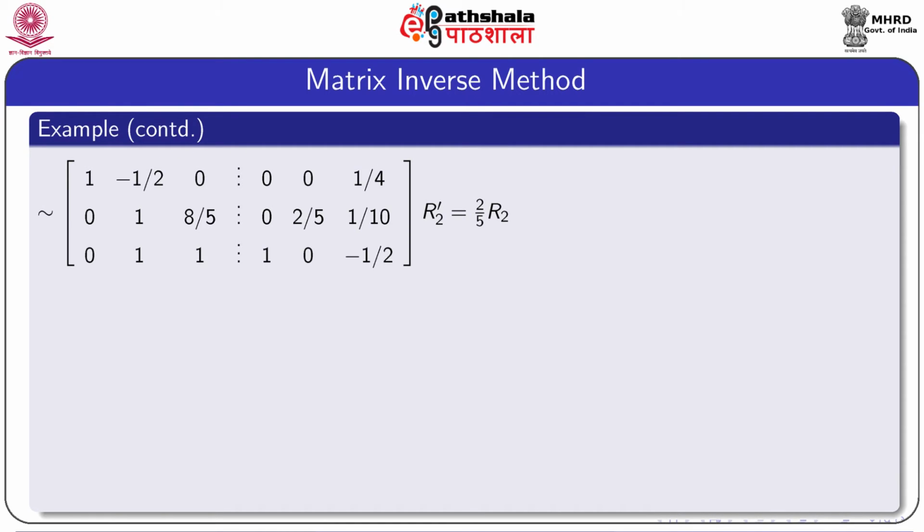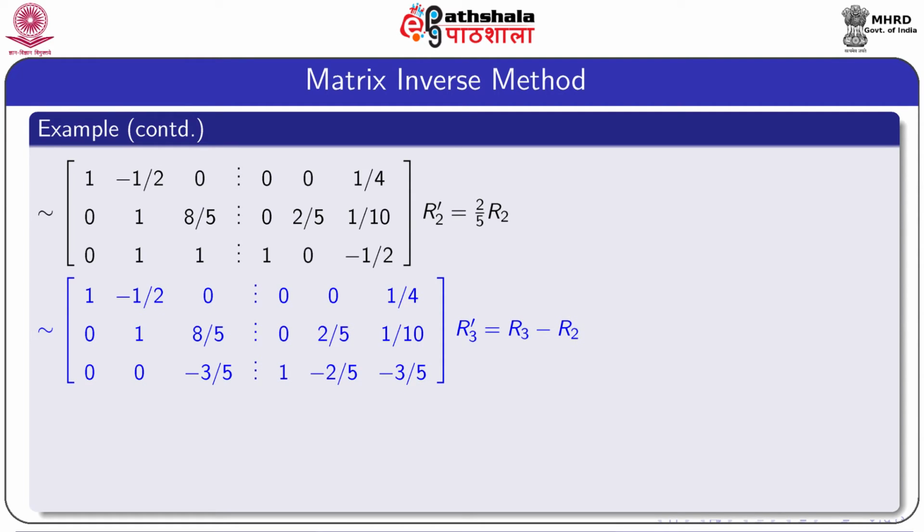Now, we divide the second row by 5 by 2, that means we apply the elementary row operation R2 prime equal to 2 by 5 R2. Only the second row is transformed; first and third rows remain unchanged. Now to make the element at position 3 1 to 0, we apply the elementary row operation R3 prime equal to R3 minus R2. After this operation, the third row is reduced to 0, 0 minus 3 by 5, 1 minus 2 by 5, minus 3 by 5.